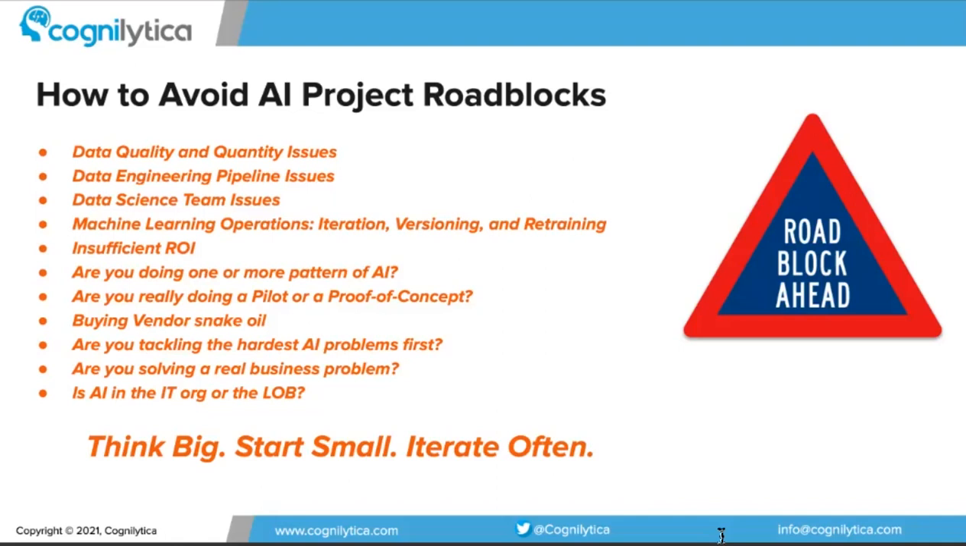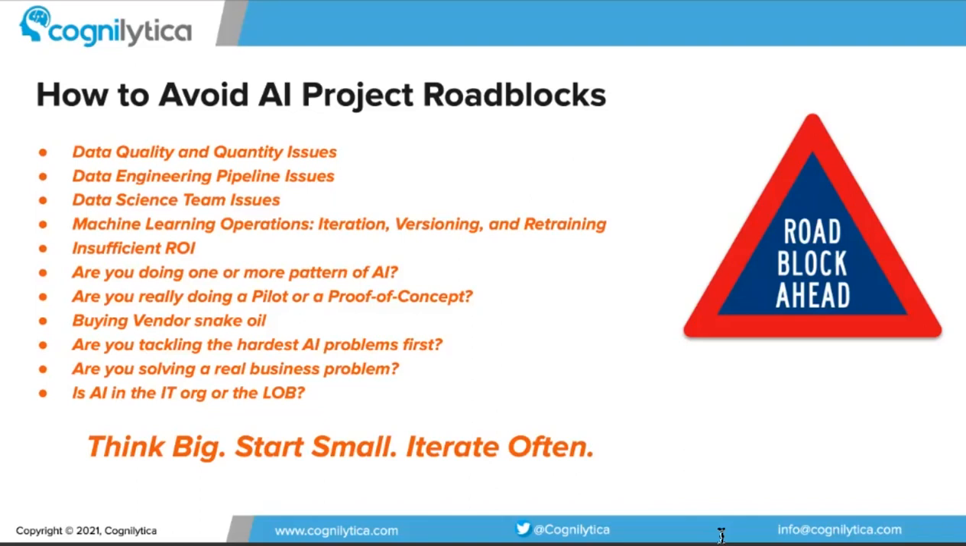Also, are you tackling the hardest AI problems first? Ron keeps saying, and at Cognilytica, we keep saying, think big. So think about those hard problems, but then start small and iterate often. If you're tackling the hardest AI problems first, it should come as very little surprise that it's going to be an incredibly difficult project and most likely will fail. If you start small and you continue to iterate, you have a much better chance of success and that the project will continue to move forward.